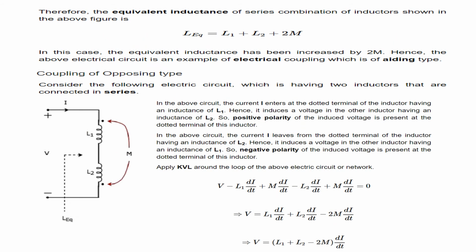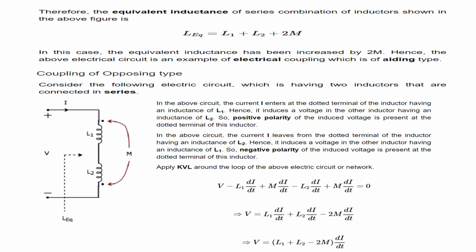Therefore, the equivalent inductance of the series combination of inductors shown in the above figure is L equivalent equals L1 plus L2 plus 2M. In this case, the equivalent inductance has been increased by 2M. Hence, the above electric circuit is an example of electric coupling which is of aiding type.